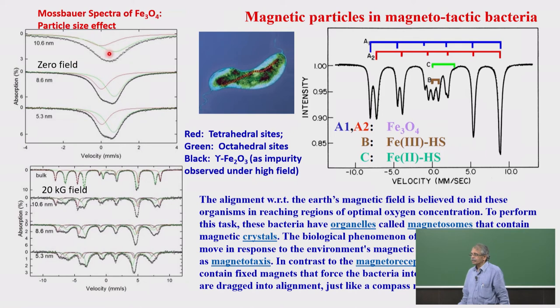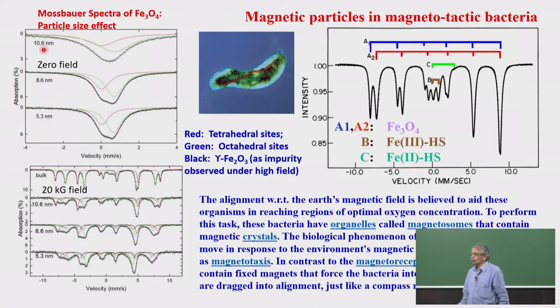So if you look at these, this is the overall spectrum, and the green one is for the octahedral, the red one is for the tetrahedral. And see, this is for 10.6, this is for 8.6. What is happening? The green is becoming bigger. And if you go to 5.3, the green is becoming much, much bigger.